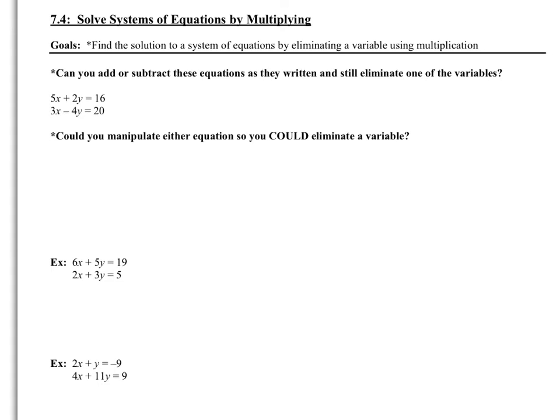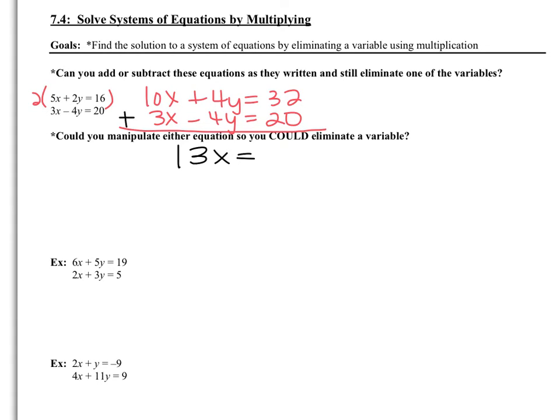So the easiest variable that I can get to match is my y's, because I can turn that top variable into a 4 by multiplying by 2. So I would get 10x plus 4y equals 32. And then I'm going to keep the second equation the same. 3x minus 4y equals 20. And I rewrite them both so that they're stacked right on top of each other. Now that they're stacked and the coefficients of the variables match, at least in absolute value, now I can either add or subtract. So I'm going to add. So I would end up with 13x equals 52. If I divide both sides by 13, I get x equals 4.